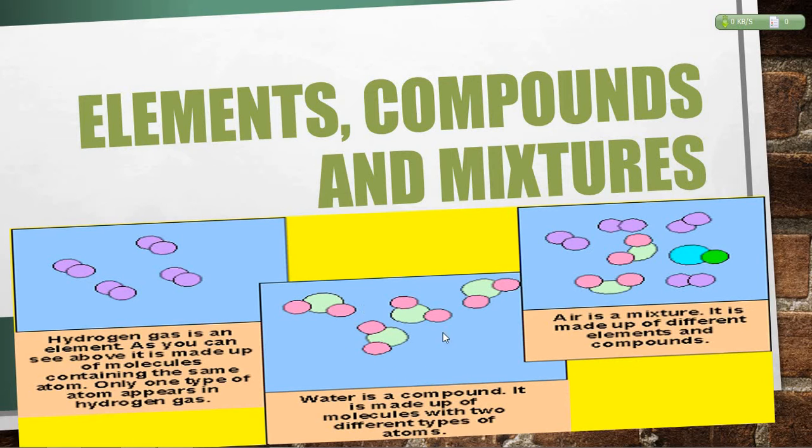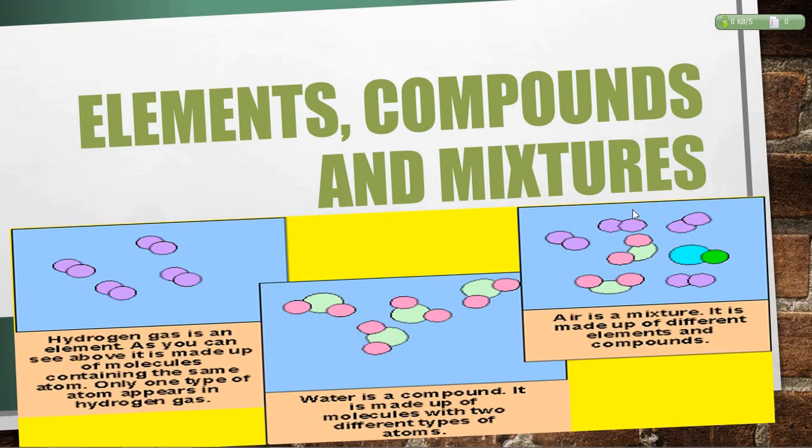For the second diagram here, you have two pink and one light blue, almost white. So this one, they are different. Let's say this is water. Water is a compound. Why is it called a compound? Because it is made up of molecules with two different types. This is the keyword: different types of atoms. That's why we call that a compound.